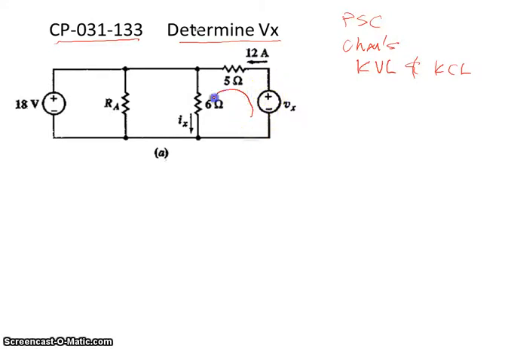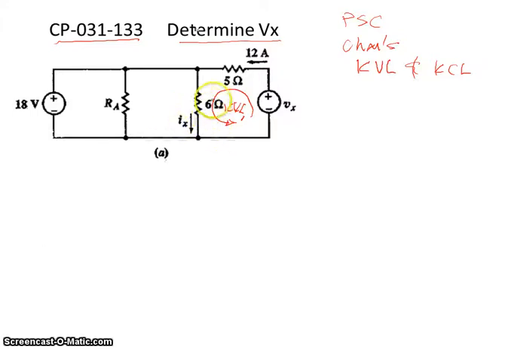If I try to do a Kirchhoff's voltage law loop here, then I know that if I have V sub x, then I can have this voltage that will be 5 times 12. But when I go over here, I don't have that voltage because I don't have I sub x. So I need to find I sub x before I can attempt to do a Kirchhoff's voltage law loop around this mesh. So how can we find I sub x?